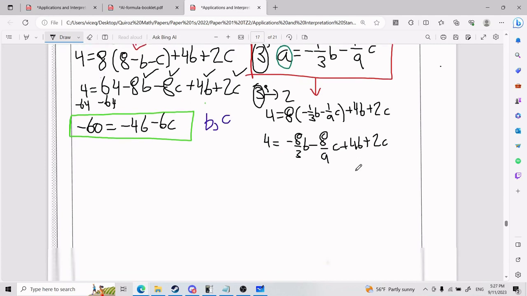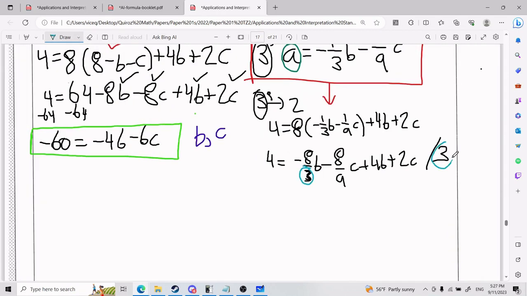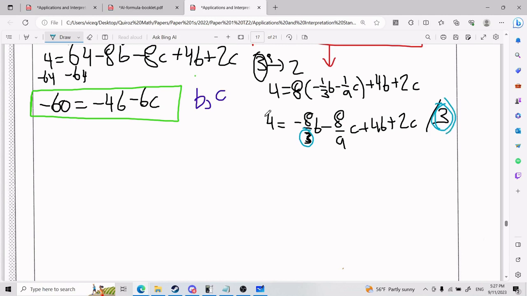All right. So I don't like these fractions. See, so in order to get rid of the fractions, for example, I can multiply everything by 3. I am basically targeting this 3 here, all right? So I target this 3 here by multiplying everything by 3. I end up with 4 times 3 is 12 equals negative 8b, so that fraction disappeared. Minus 8 times 3 is going to give me 24 divided by 9c plus 4 times 3 is 12b plus 2 times 3 is 6c.